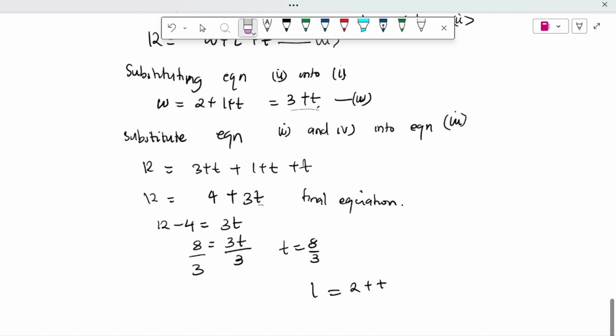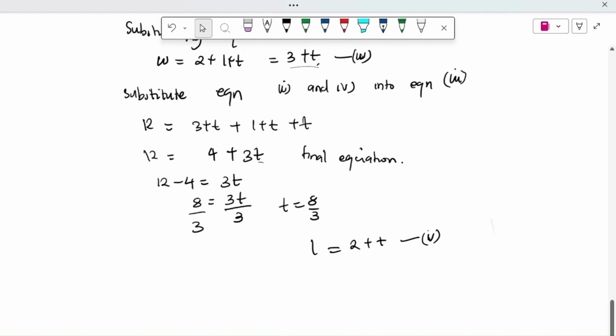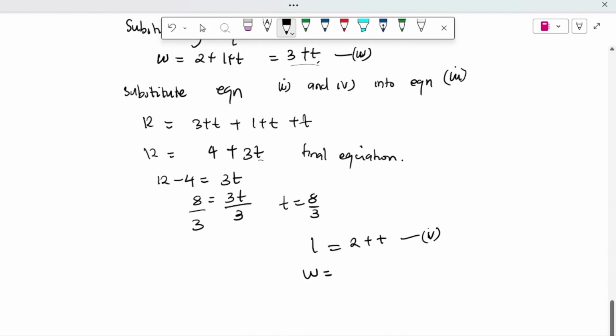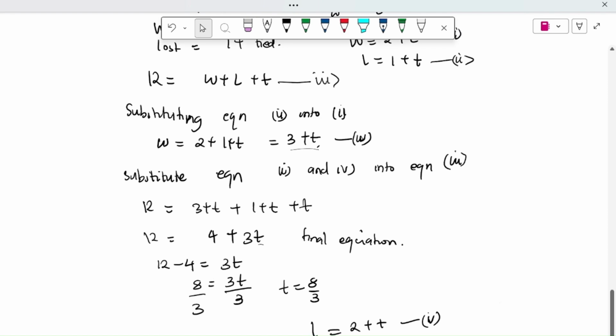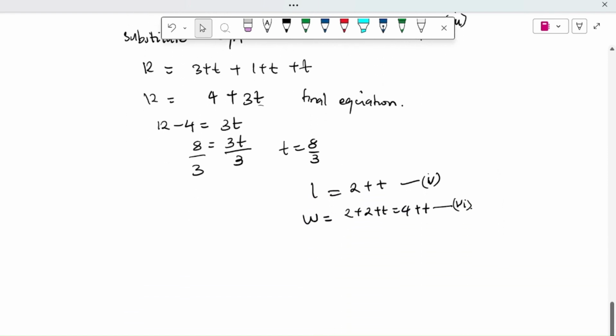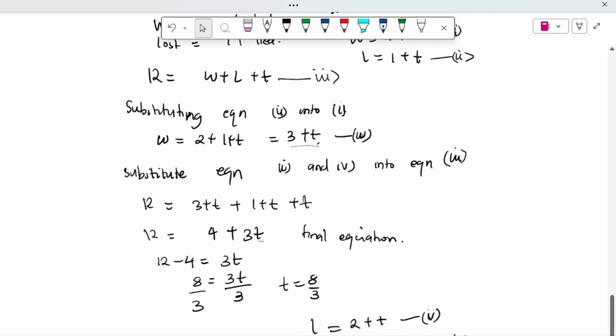So I'm going to substitute this equation. Let's say this is equation 5 into equation 1. So this will be 2 plus 2 plus t, which is 4 plus t. So this will be equation 6. So I will substitute equation 6 into the main equation, right? So I will substitute equation 6 and 5 instead of equation 4 and 3 and equation 2.